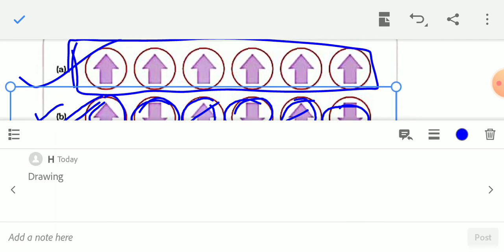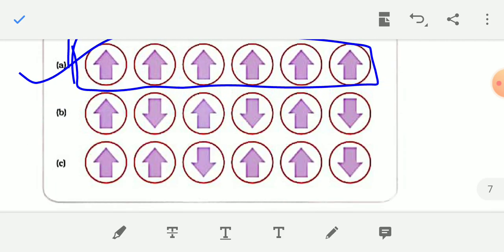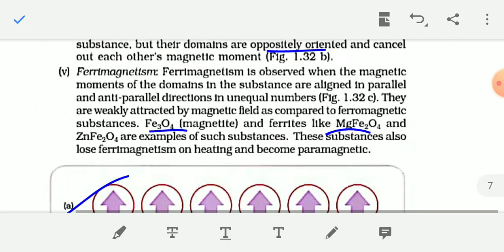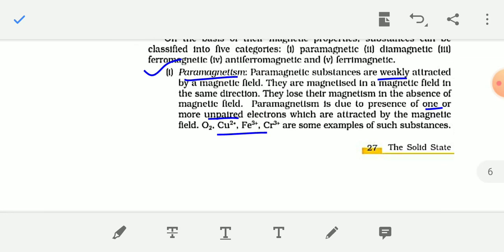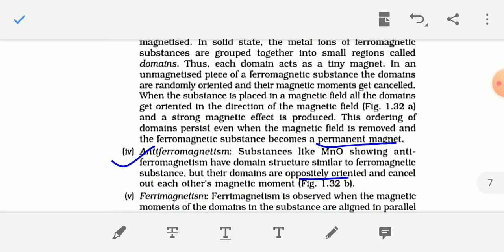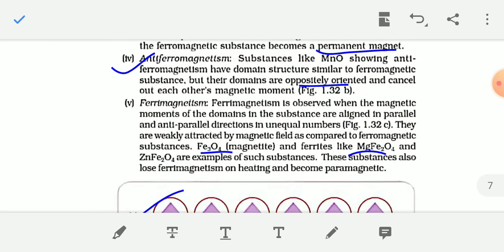So you have to remember these 5 definitions with examples. The 5 types of magnetic substances are paramagnetic, diamagnetic, ferromagnetic, antiferromagnetic and ferrimagnetic.